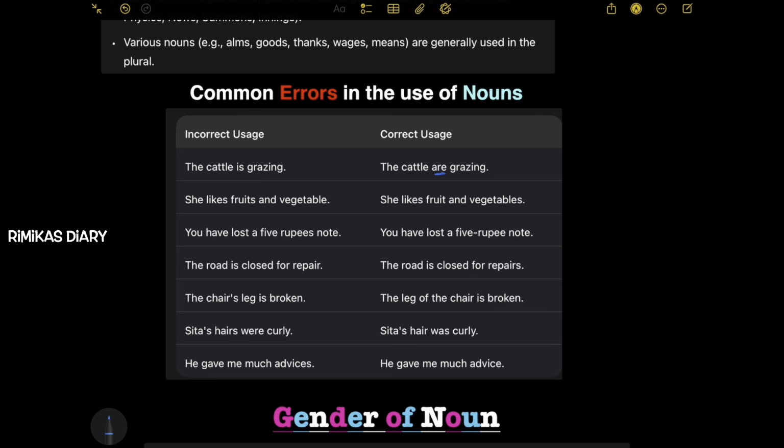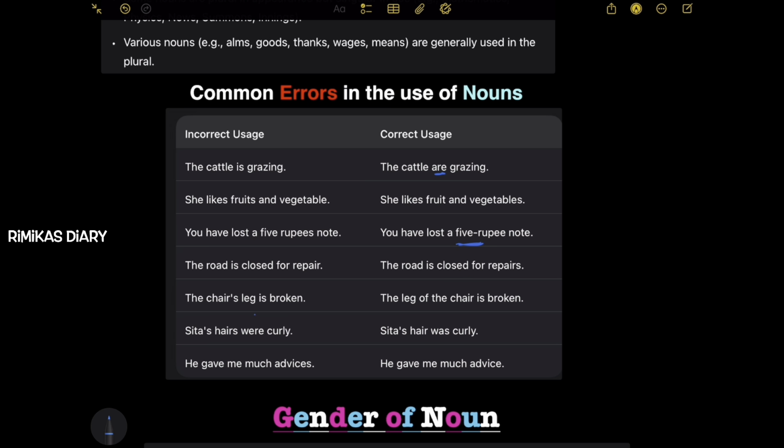Incorrect: She likes fruits and vegetables. Correct: She likes fruit and vegetables. Incorrect: You have lost a 5 rupees note. Correct: You have lost a 5 rupee note. It's a compound noun. Incorrect: The road is closed for repair. Correct: The road is closed for repairs.